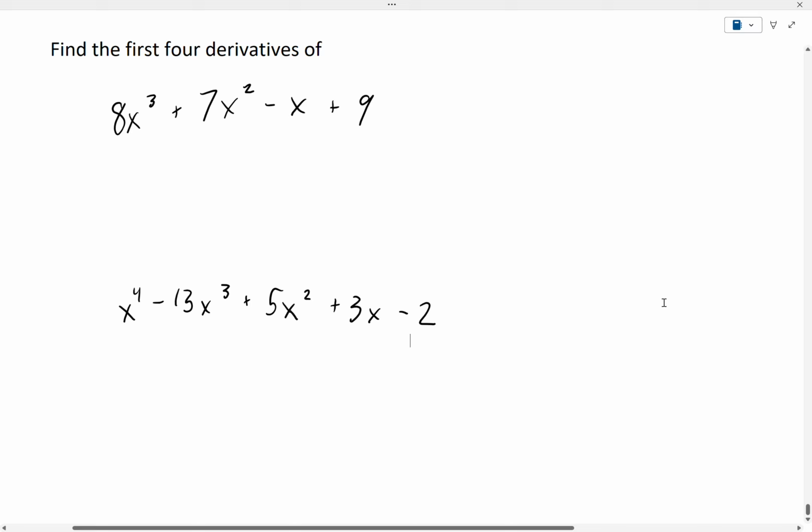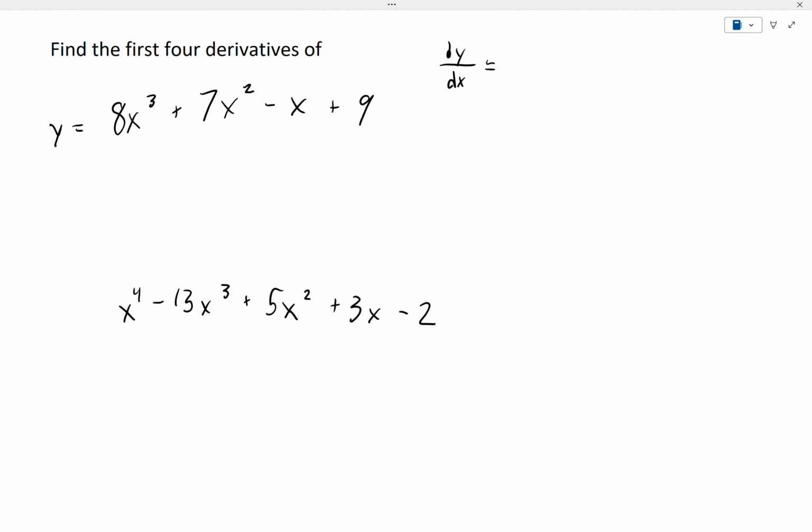Today we're working with higher order derivatives, which are the derivatives of derivatives. So right here we have two functions and we're asked to find the first four derivatives of them. Well, we know if we're looking for the first four derivatives, we're going to be looking for dy/dx, so we can start there. Dy/dx is just the derivative of the original function, assuming this is y.